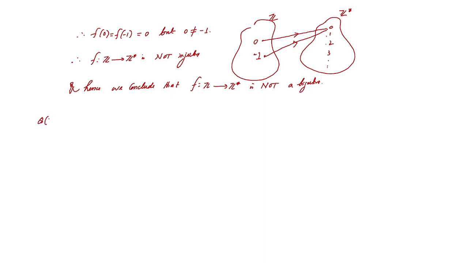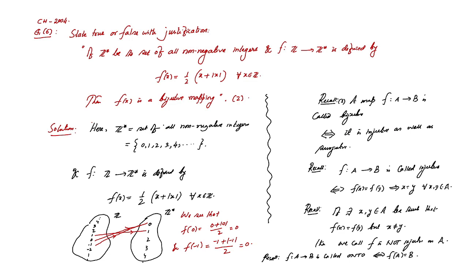So now we come to the next important question, question number 7. This question was asked in the year 2005, Calcutta University. The question states true or false. Our answer is that the statement is false, and this is the justification.